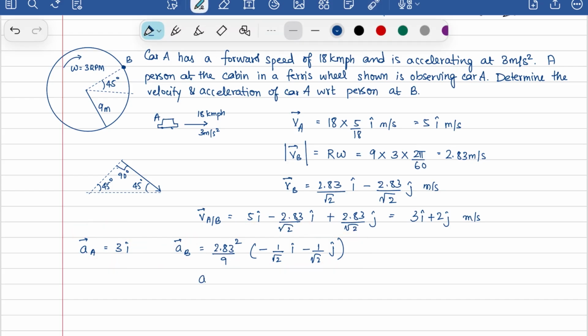So this here is the acceleration of A and this here is the acceleration of B. And the question asks for the acceleration of A with respect to B, which now gives me, if I were to do acceleration of A minus acceleration of B and then clean everything up, I should get 3.63 i hat plus 0.63 j hat meters per second square. Always remember to write the units. Okay. I hope that makes sense.